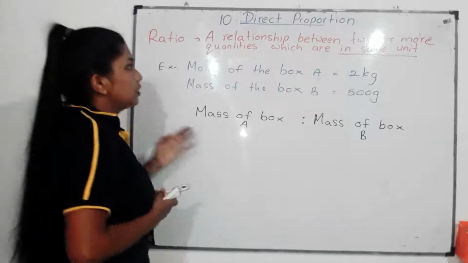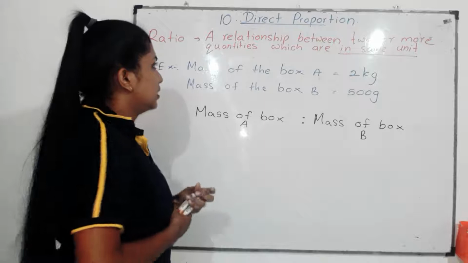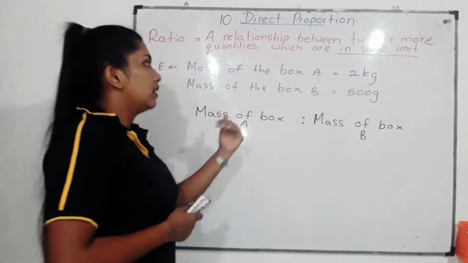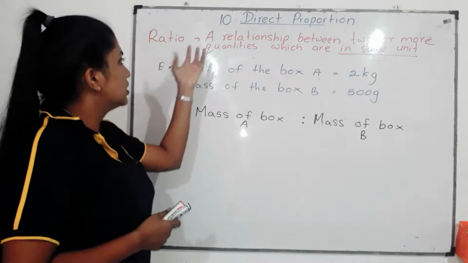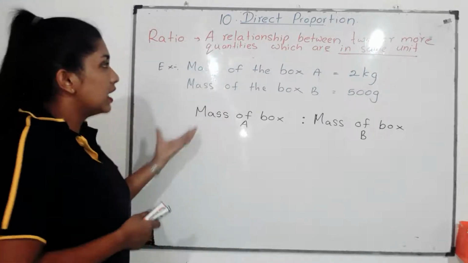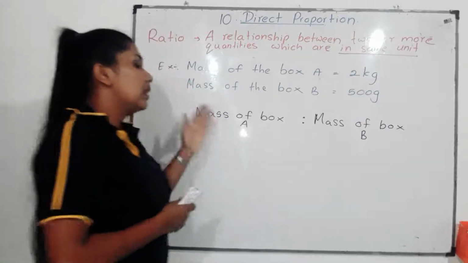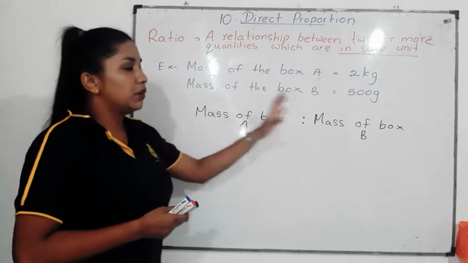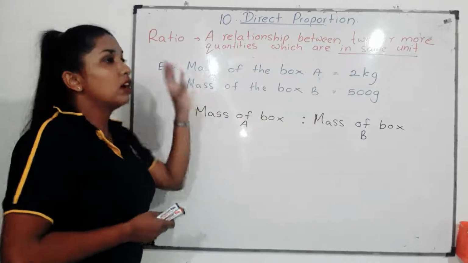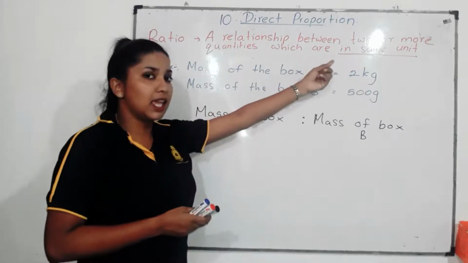Today we are going to learn the first lesson of the second term, direct proportion. Before starting direct proportion, first we have to discuss the ratio. What is a ratio? Ratio is a relationship between two or more quantities, and those quantities should be in the same unit. Very important thing, in the same unit.